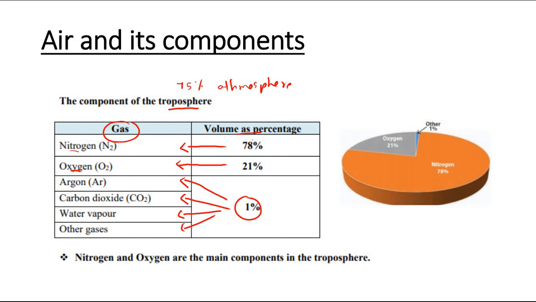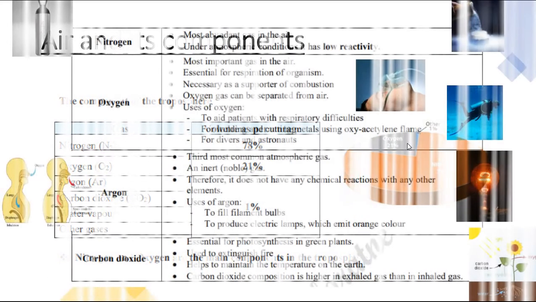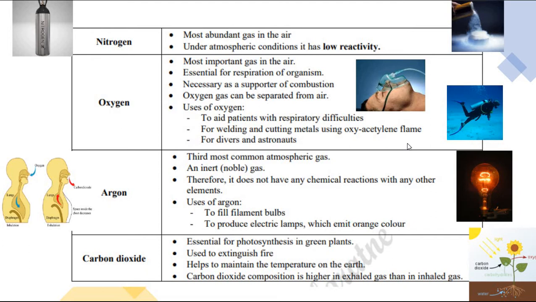Now according to this, when you look at these volumes as a ratio, you can see that nitrogen and oxygen are the important main components of the troposphere, because even when you have a look at this pie chart, the majority of it is nitrogen, next is oxygen, and a very little percentage of other gases. Now let us talk more about each of these gases.